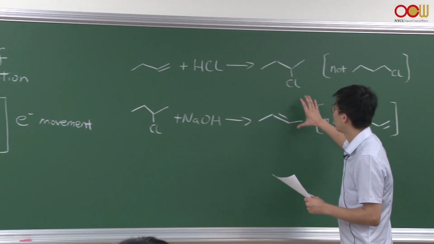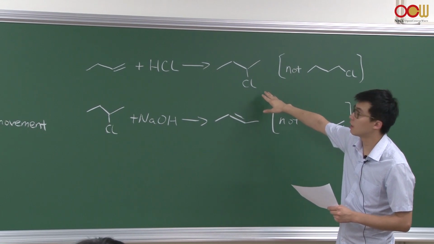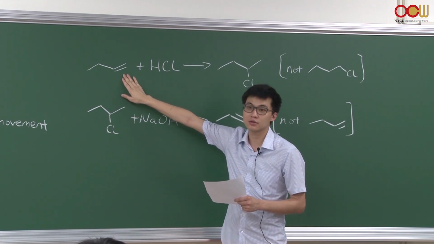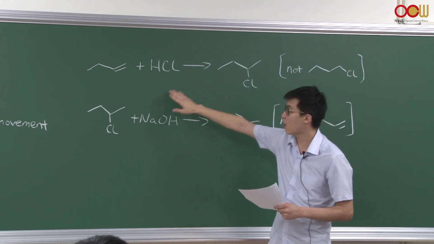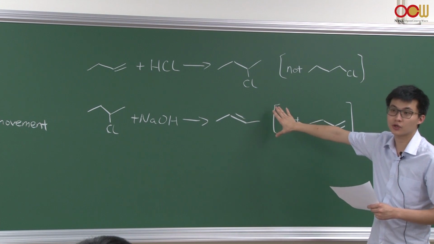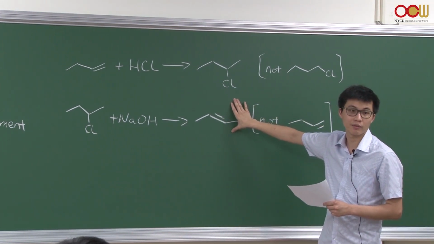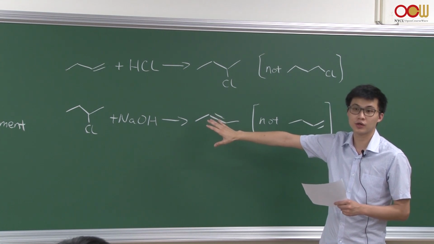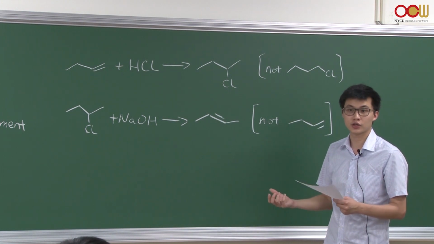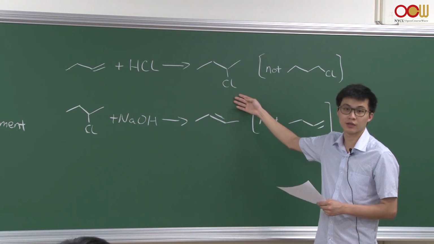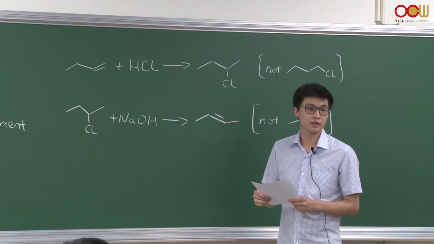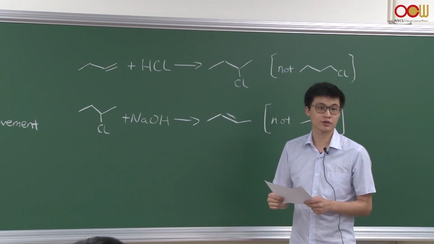Okay, I picked out these two examples because later on you will learn about selectivity. There are two possibilities for how this compound can react with HCl, or how this compound can react with sodium hydroxide. How do we know for sure which compound we end up getting? Some reactions will give a mixture. If you do your reaction carefully by controlling the temperature and the concentration, perhaps you can get some selectivity.